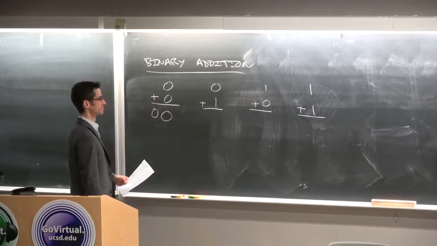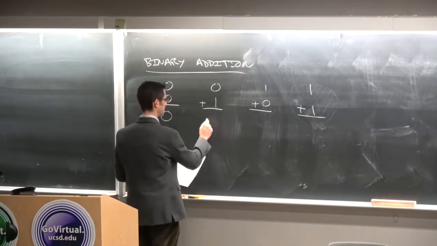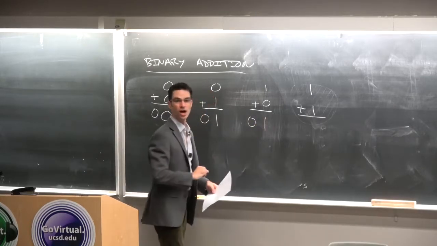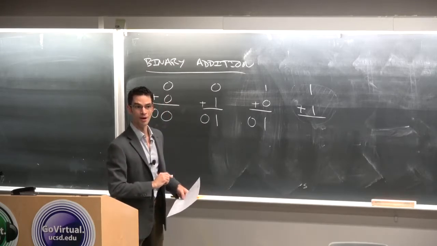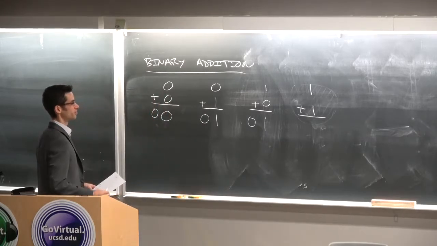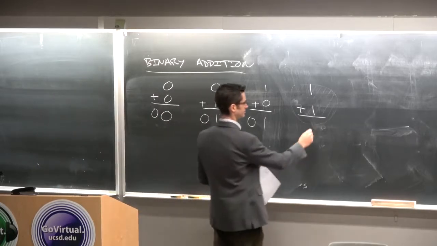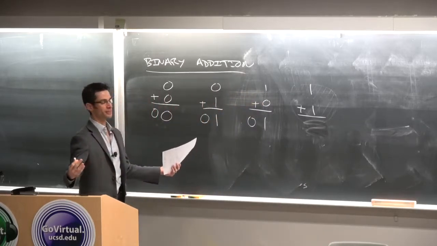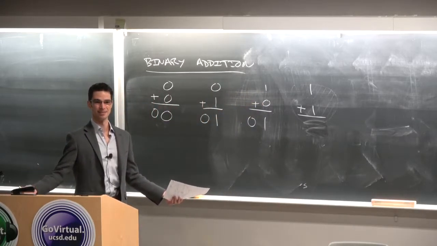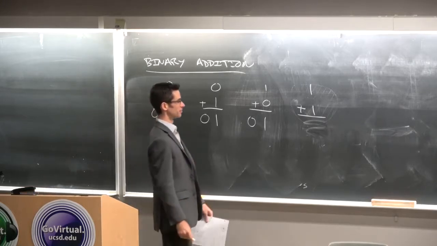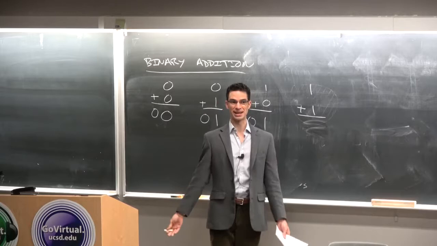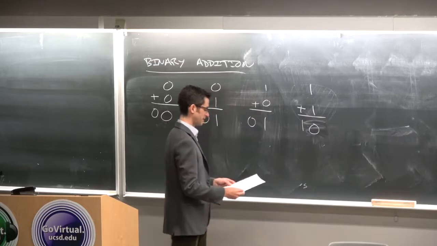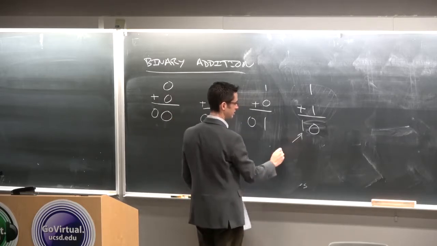0 and 0 is 0. 0 and 1 is 1. 1 and 0 also 1. But 1 plus 1, no. Binary doesn't recognize the symbols in the decimal system. It only knows 0 and 1. So how do you represent what we on our planet would call 2? 1, 0. So the truth table, and this is called the carry out digit.